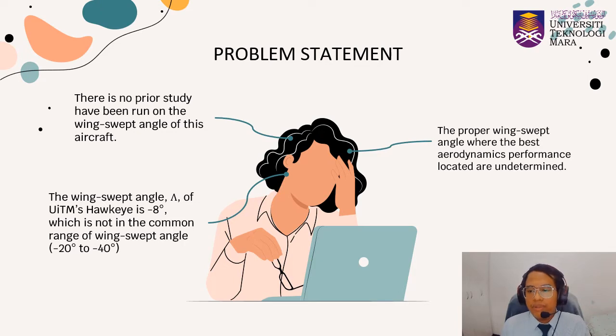The wing swept angle of UiTM Hawkeye is -8 degrees, which is not in the common range of wing swept angle of any forward swept aircraft, which is between -20 degrees to -40 degrees. And lastly, the proper wing swept angle, where the best aerodynamics performance is located, is undetermined. Thus, the correct angle needs to be found.